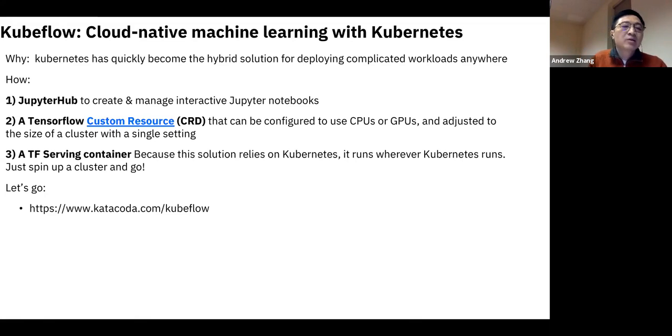If you look at the details, there are three important components. Of course, you need a way to manage interactive Jupyter notebooks. You need a way to interface different CPU and GPU. You can adjust the CPU and GPU sizing with just one click because TFJob, this custom resource, makes it very easy and simple. And it also comes with a container. The container will be virtualized and sitting on top of Kubernetes.